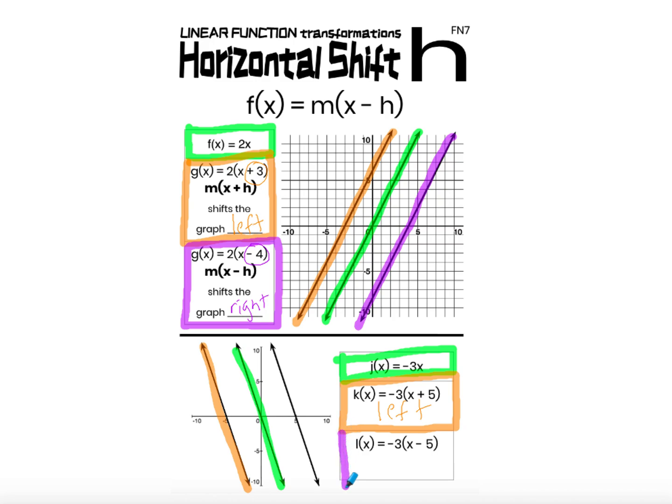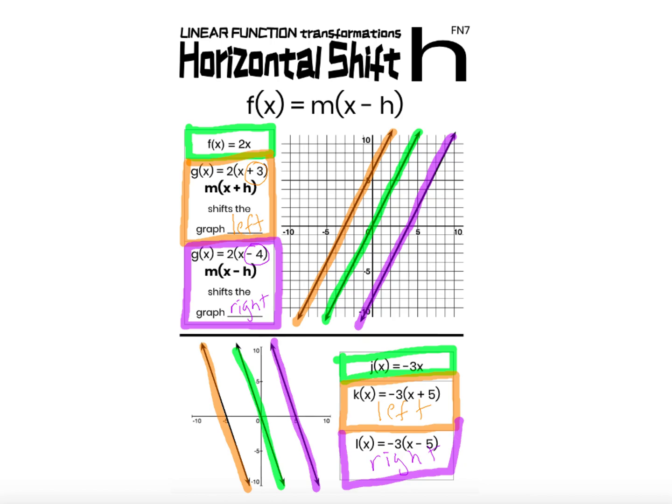So that leaves L of x to be this graph right here, shifting 5 units to the right. We are shifting to the right. Using the distributive property, we would have a positive y-intercept. This is a really tough thing to put in our long-term memory, that when we are adding a number, we're shifting the graph left. When we are subtracting a number, we are shifting it right.